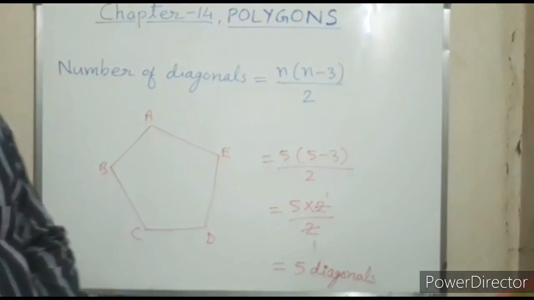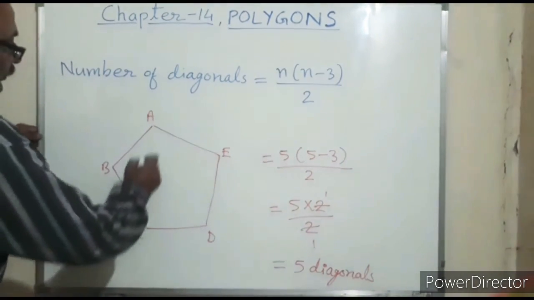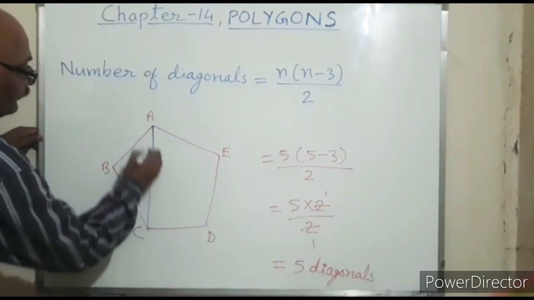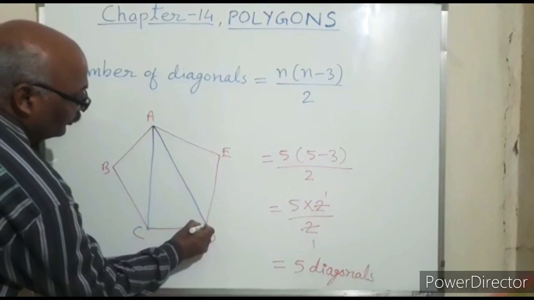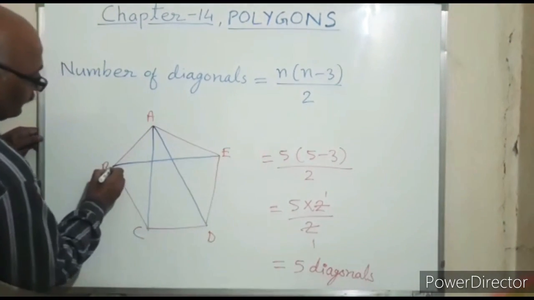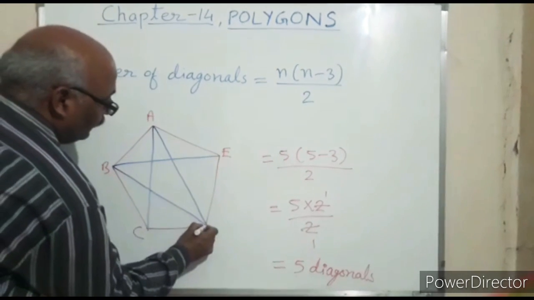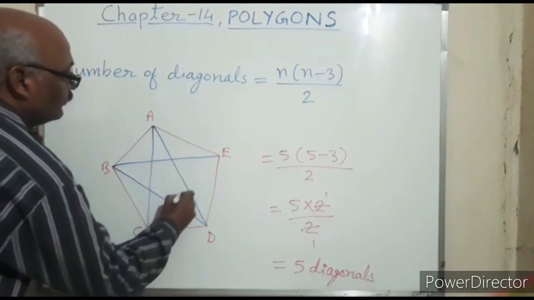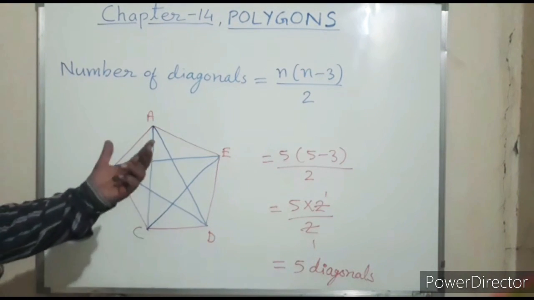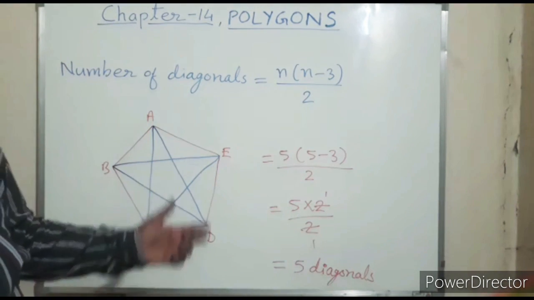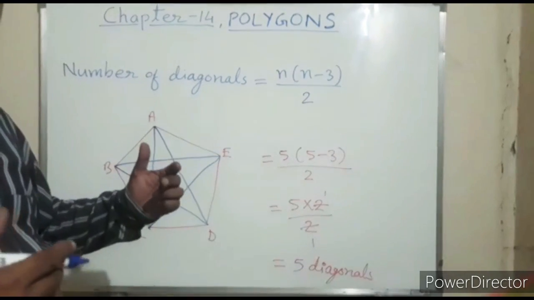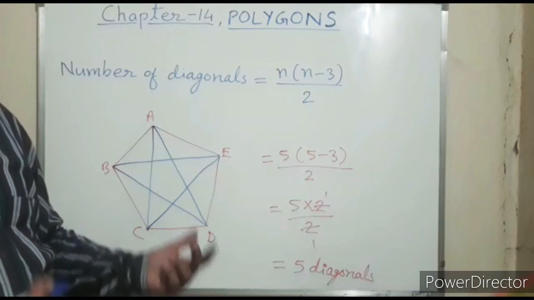Let's check it. Diagonals we are drawing: 1, 2, 3, 4, 5. You can see we can draw only 5 diagonals for a pentagon. In the same way, we can obtain the number of diagonals for any polygon having any number of sides.